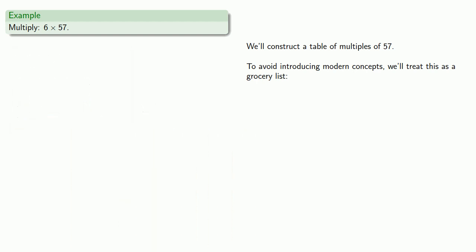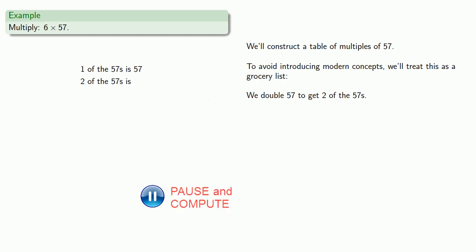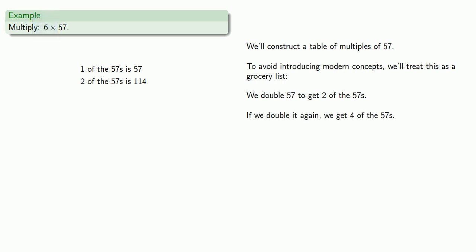So let's begin our tally. One of the 57s is 57. Well, that's not quite enough. We need more, and so now we have to do some multiplications. Remember, the easiest multiplications to do are to double or to multiply by 10. So if we double the 57, we get 2 of the 57s, and that's going to be 114. Well, we wanted 6, so if we double it again, that gets us 4 of the 57s, which will be 228.